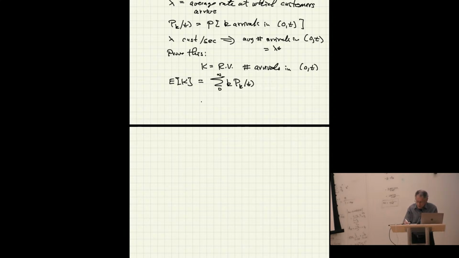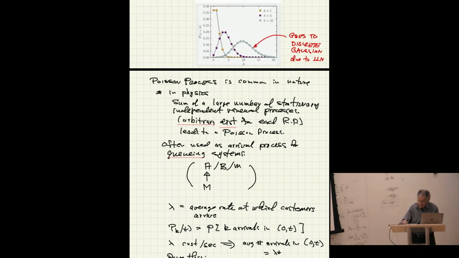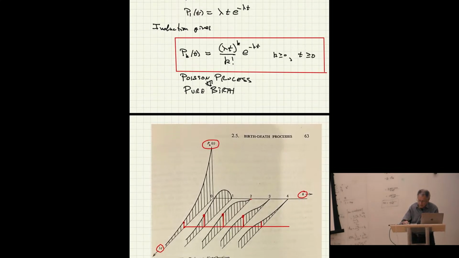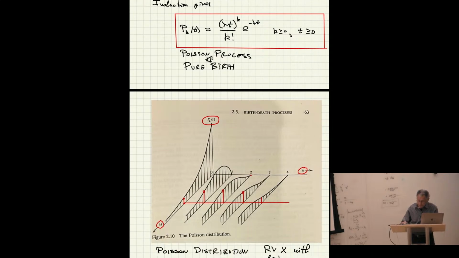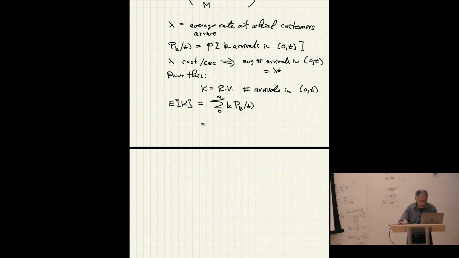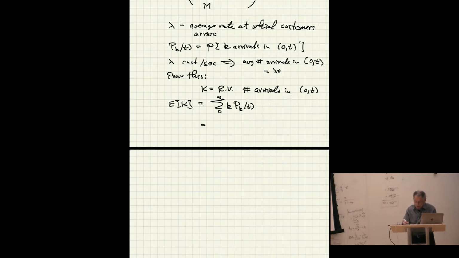So let's plug in our solution for the Poisson process, this boxed equation here. I'm going to take outside the sum what doesn't depend upon k, namely the e to the minus lambda t part of it. And under the sum, I'm going to get k times what's left, which is lambda t to the k over k factorial.